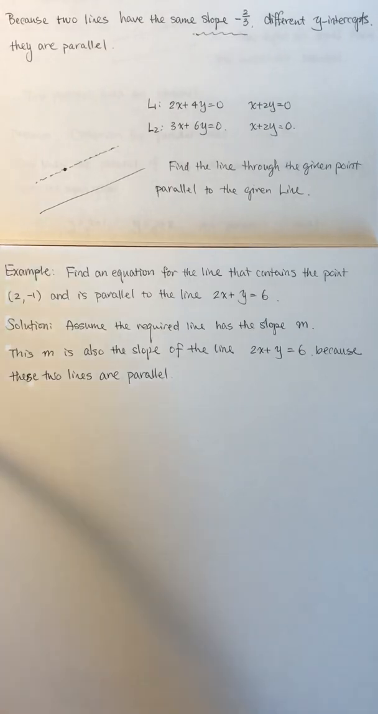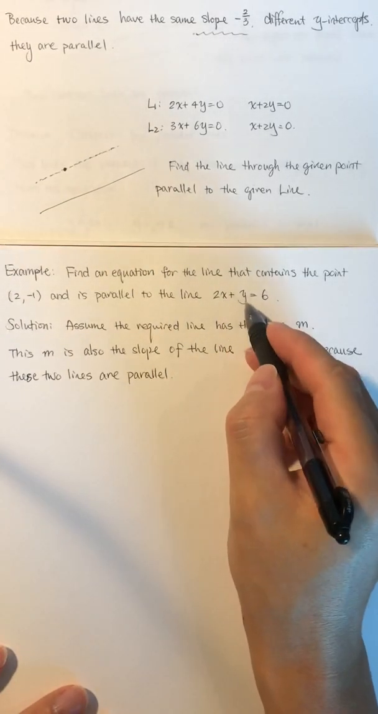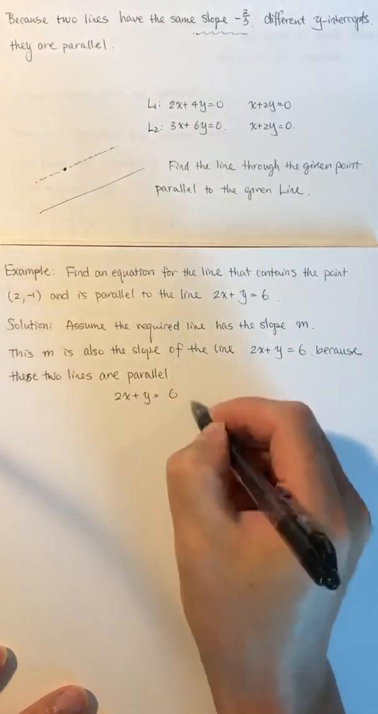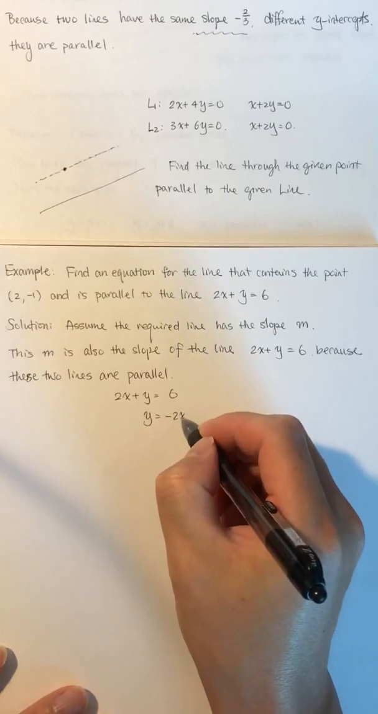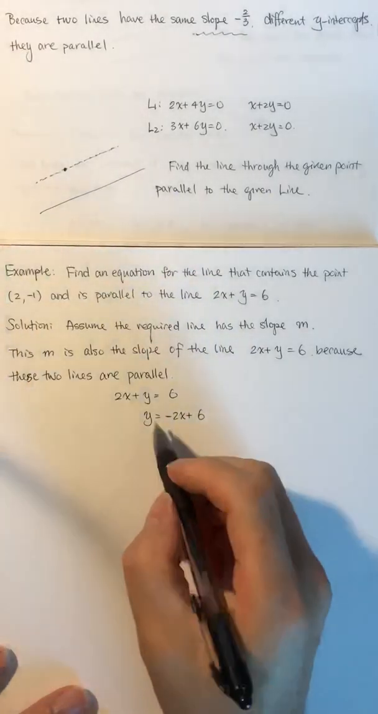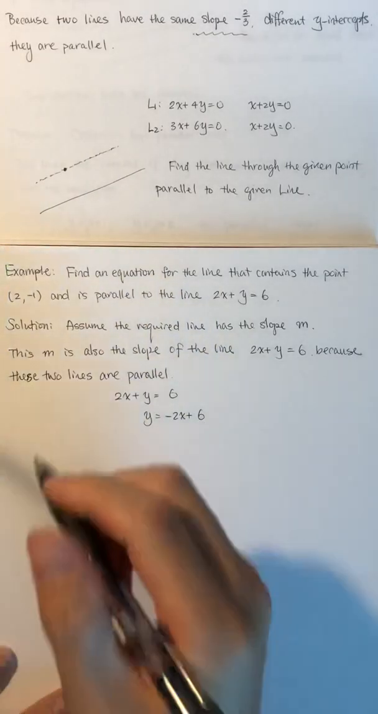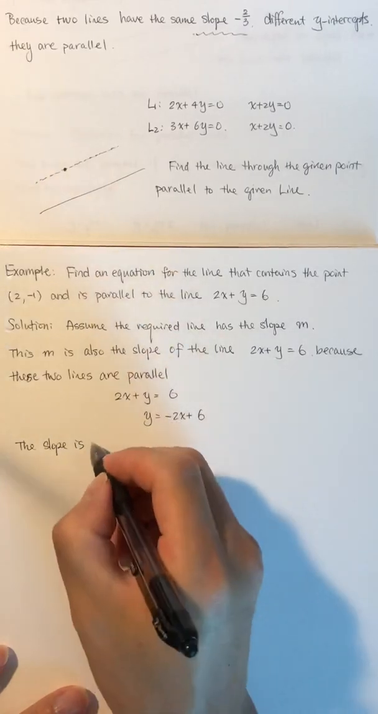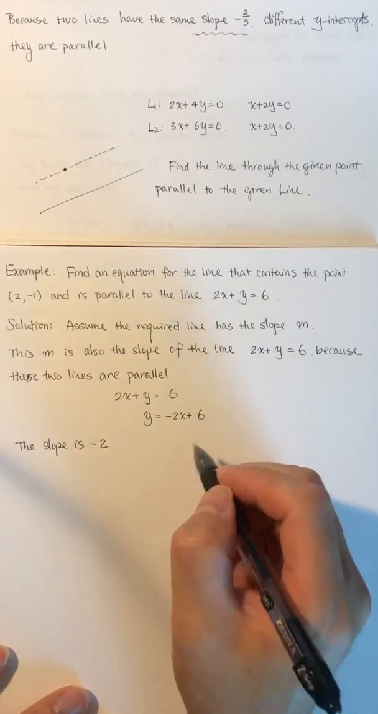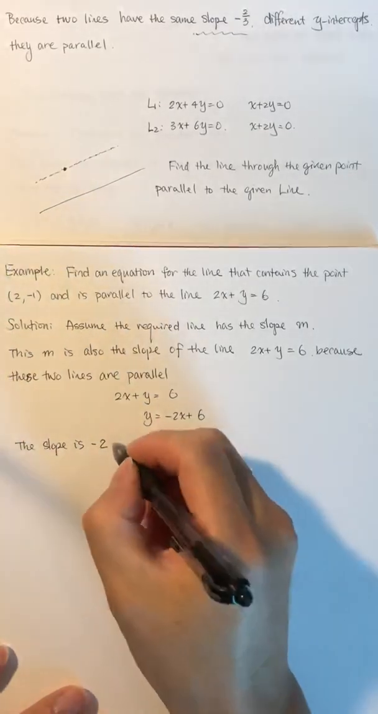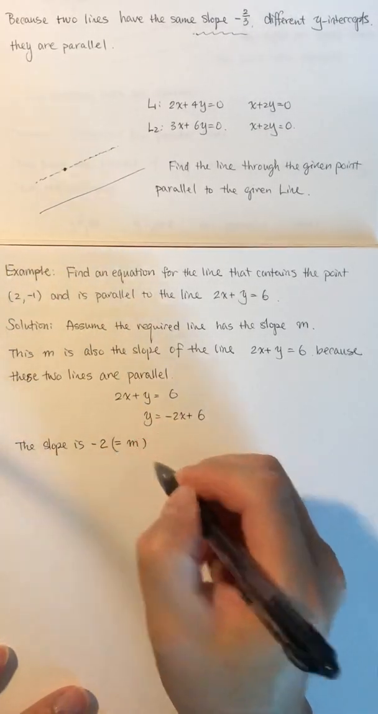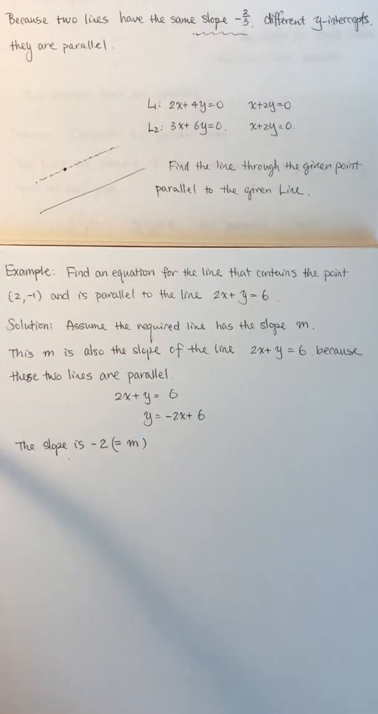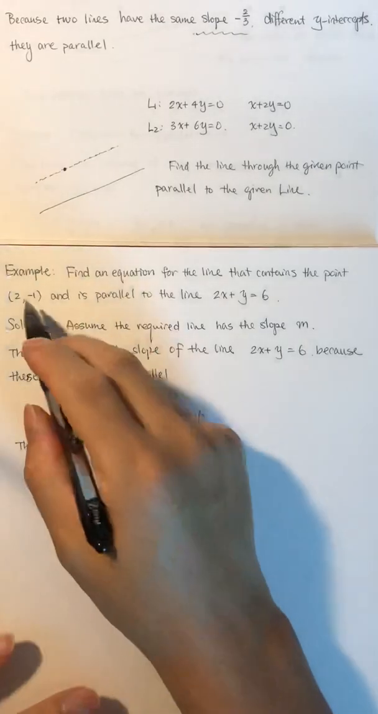I repeat this. Okay, so what is the slope of 2x plus y equal to 6? We move 2x to the right side. Negative 2x plus 6. y is equal to negative 2x plus 6. So the slope is what? It is negative 2, because this is the slope-intercept form. The slope is negative 2. It is equal to m. So m is negative 2. You have a point.